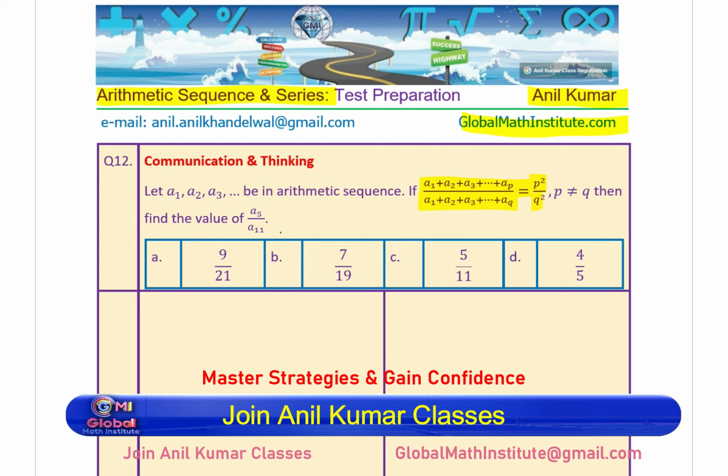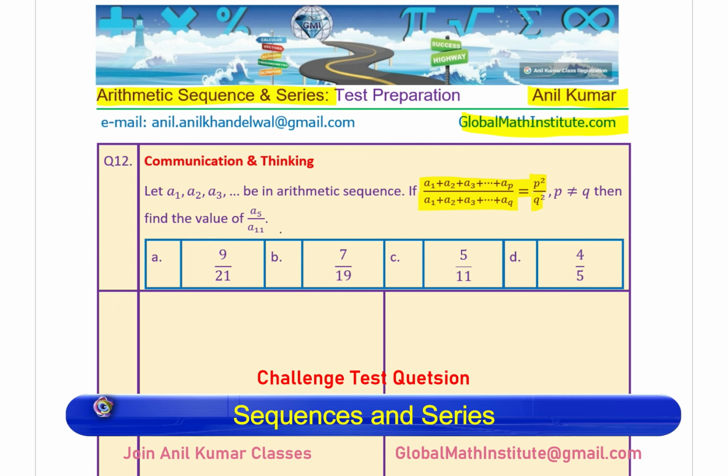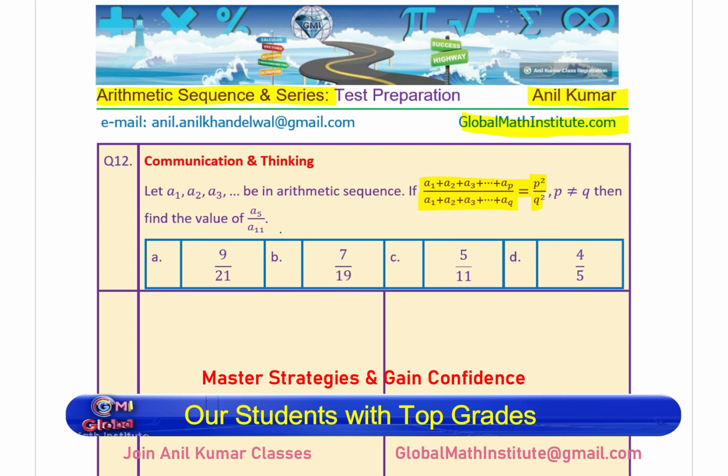Let a1, a2, a3 and so on be in arithmetic sequence. If the quotient of the sum of the first p terms divided by the sum of the first q terms is equal to p squared over q squared, where p is not equal to q, then find the value of a5 over a11.